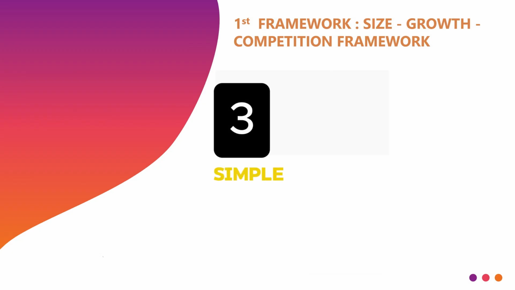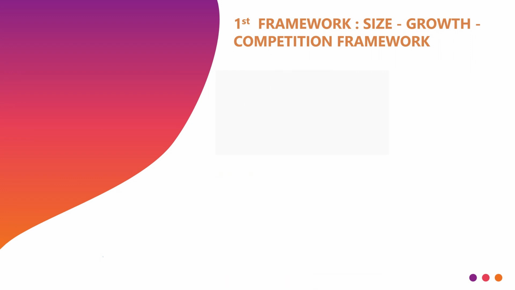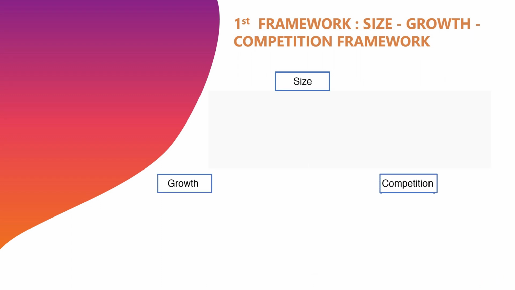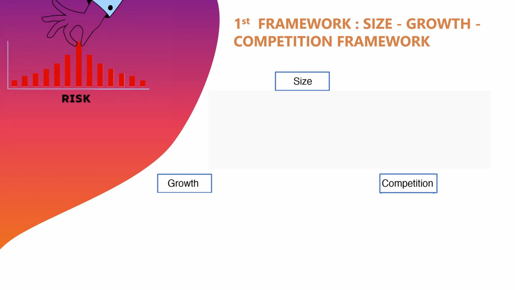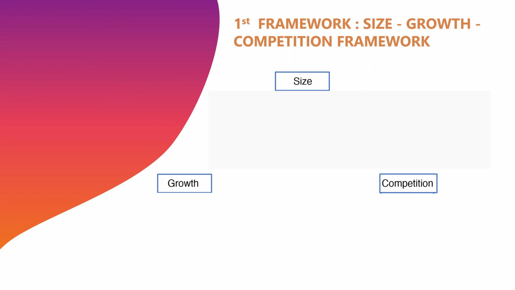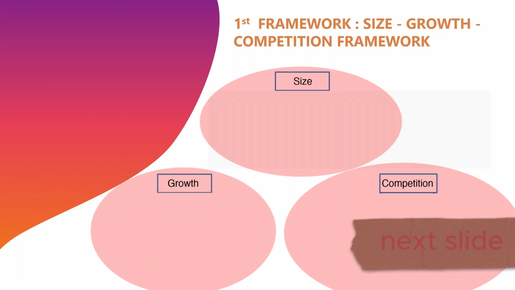Now we'll discuss the 3 simple yet powerful frameworks which will help you pick the right idea. The first one is the size, growth, and competition framework. This framework is an elimination framework which will help you eliminate 1 or 2 ideas from the shortlisted ones, from the 5 we assumed in the beginning. So let's begin. As already mentioned, the main purpose of this framework is to eliminate a couple of ideas, guys. How the elimination will happen, I'll explain in the next slide.